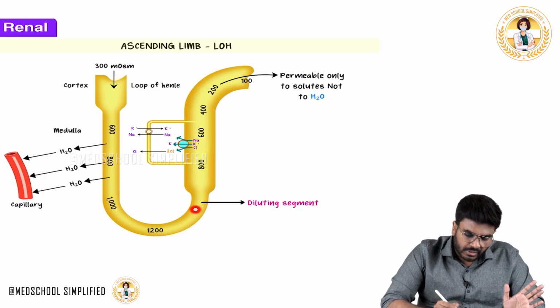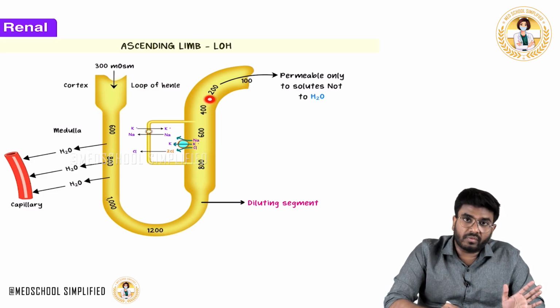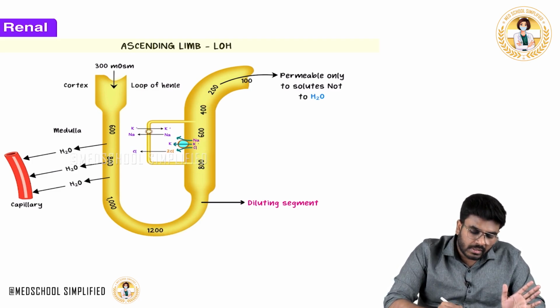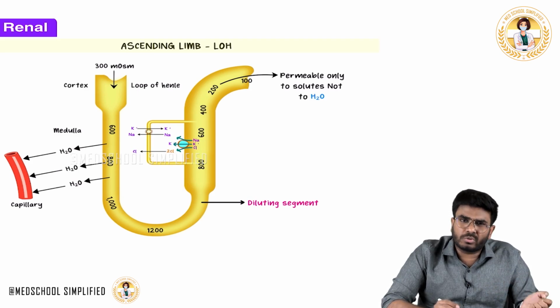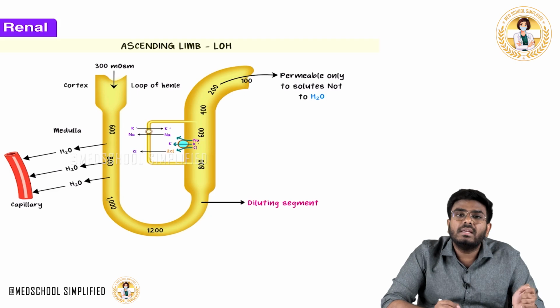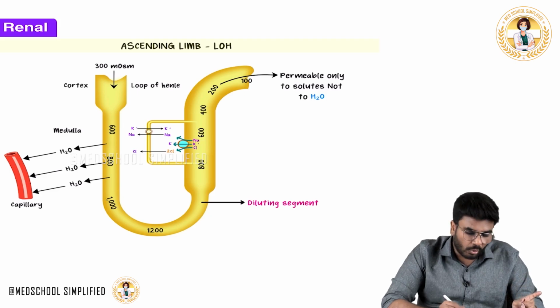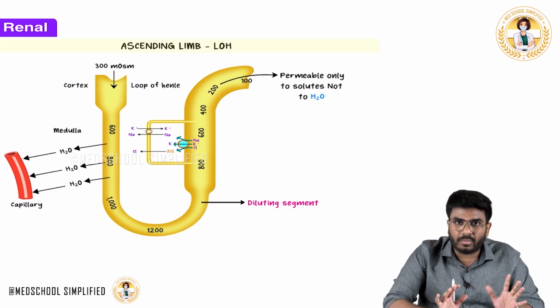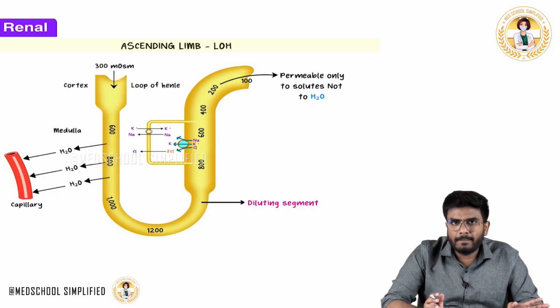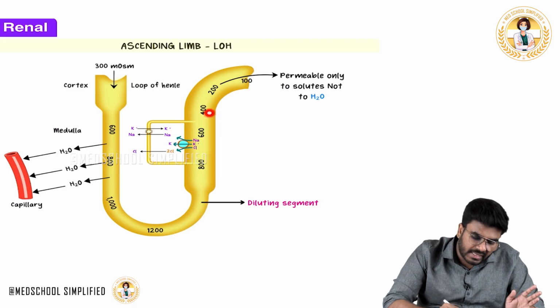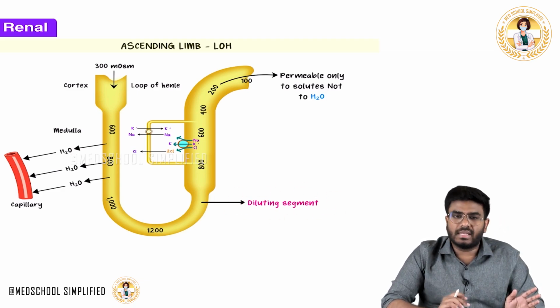But anyway, when the urine is going like this in the ascending limb of loop of Henle, the solutes are being reabsorbed. So, when you take out the solutes, the salts from the urine, what happens to the urine? Urine is getting diluted. No water reabsorption. Water is not getting reabsorbed. Only you are taking out the solutes from the urine. So, urine is getting diluted. That's why the ascending limb of loop of Henle is called a diluting segment.